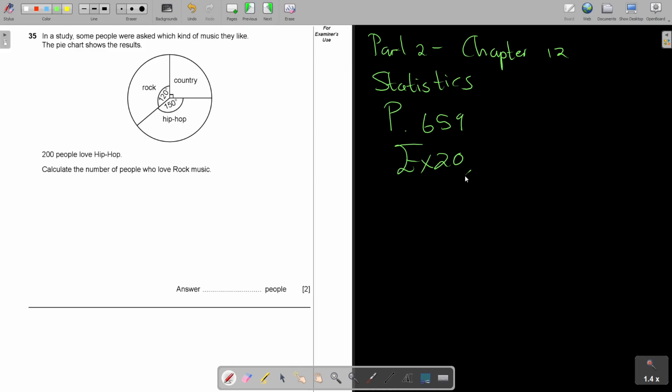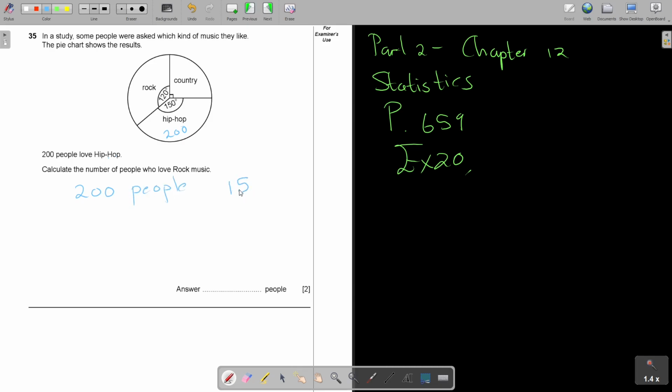Okay, in a study, some people were asked which kind of music they like. The pie chart shows the result: rock, country, hip-hop. 200 people love hip-hop. So this is in amount, 200. Calculate the number of people who love rock. It's just working on direct proportion. Okay, so it's in chapter 1, in the beginning of the book. So I just say 200 people, okay?